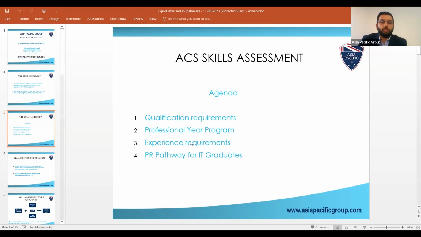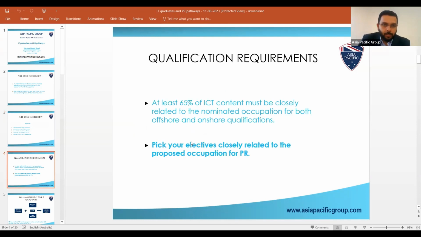And lastly, we are talking about the PR pathways for IT graduates. Obviously, as common sense dictates, the qualification has to be 65% or more ICT content.